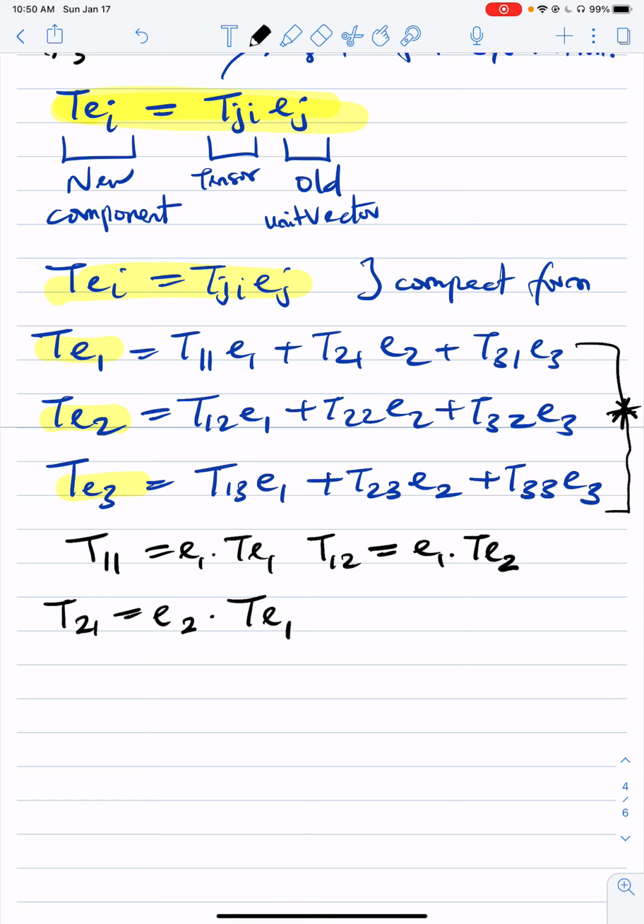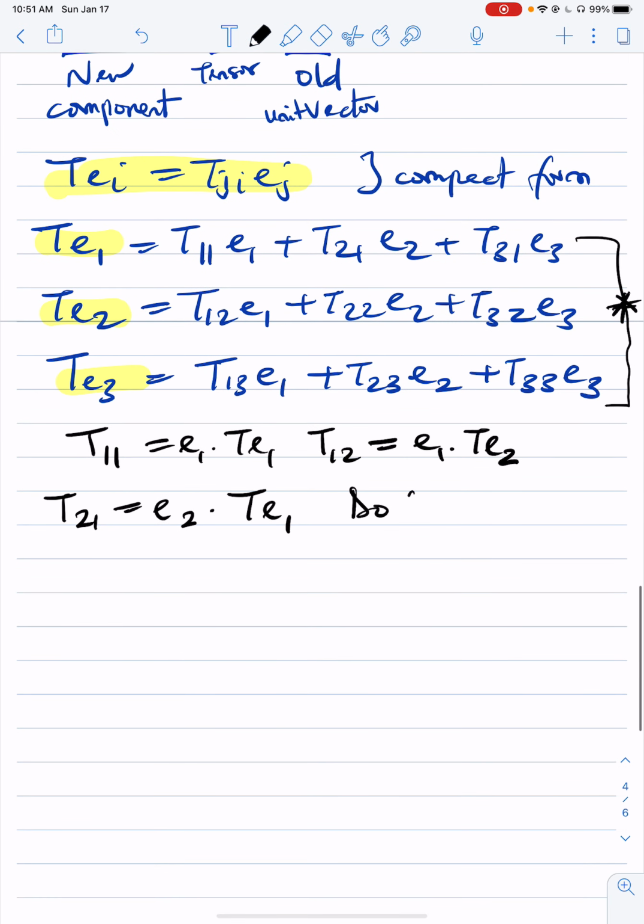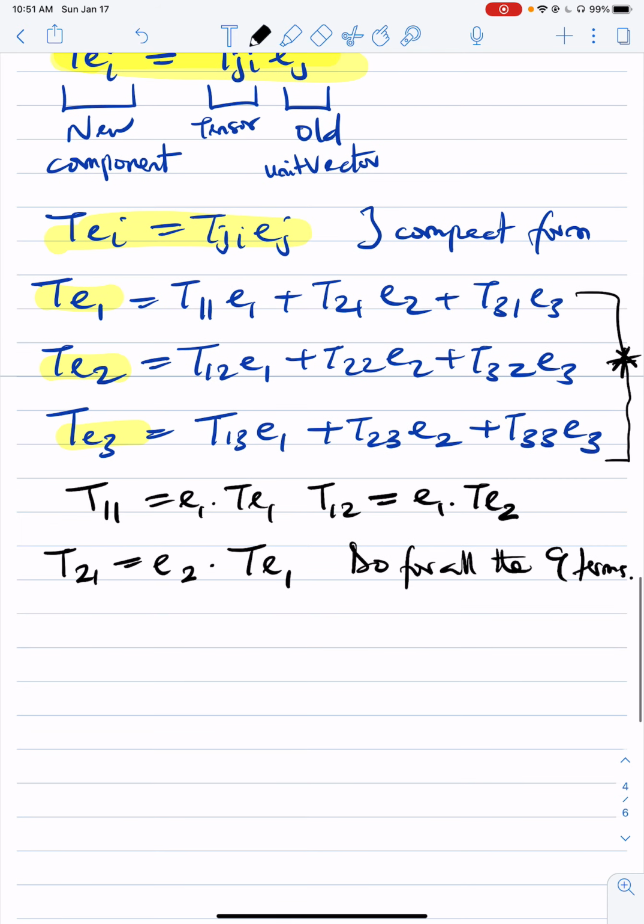So to get this component of the matrix, the original in this direction times the transformed will give this. The original in the E2 direction times the transformed gives this, like that. So you can do this for all the 9 entries. What I'm trying to say is that from star, these expressions are obvious.